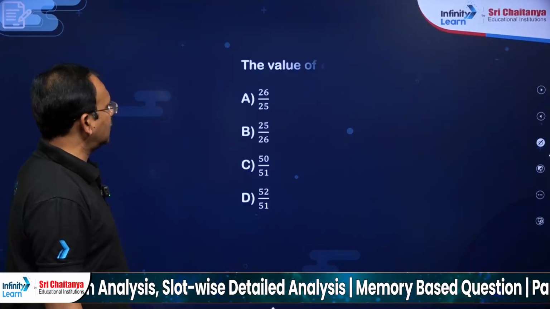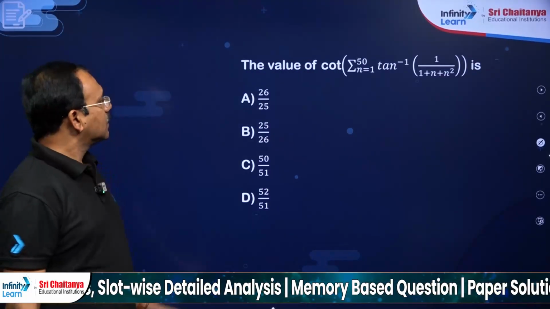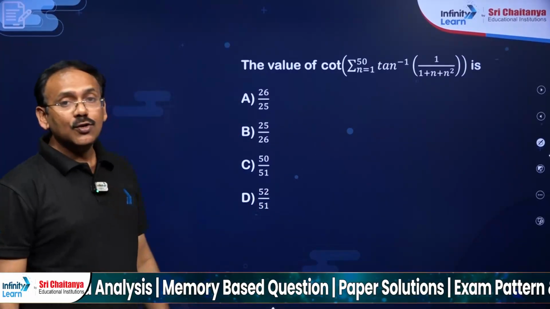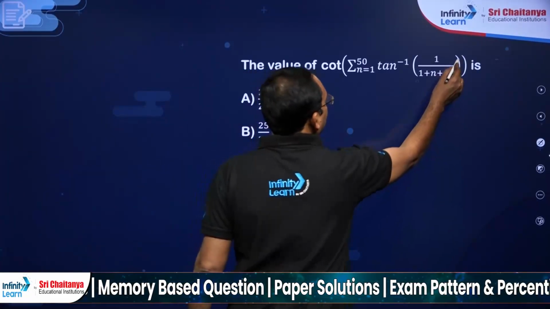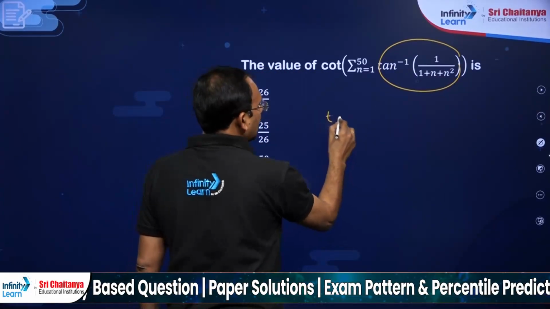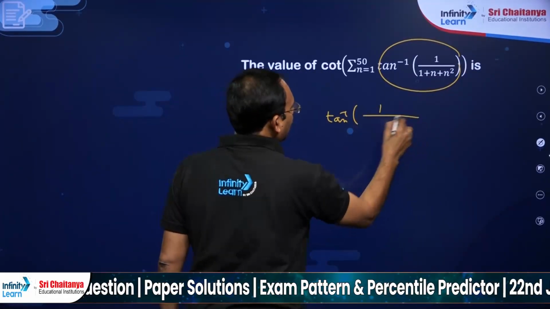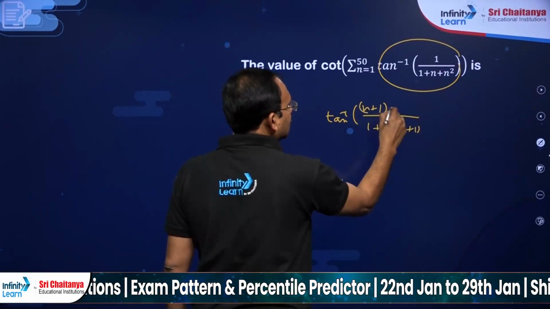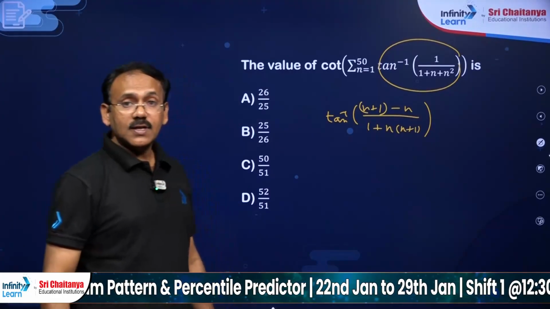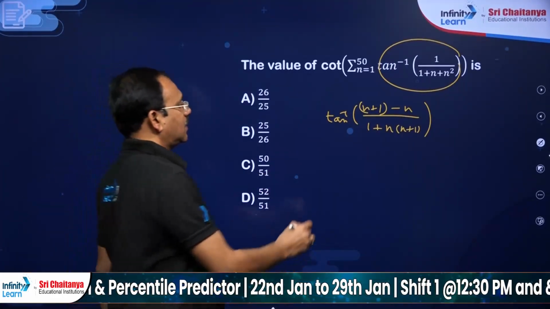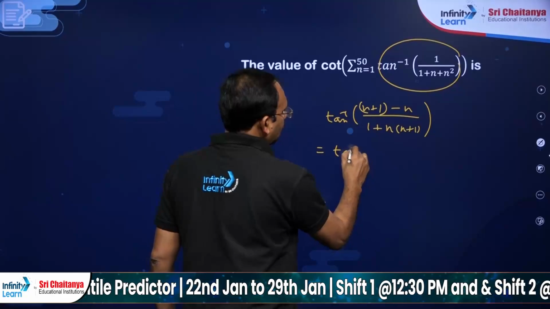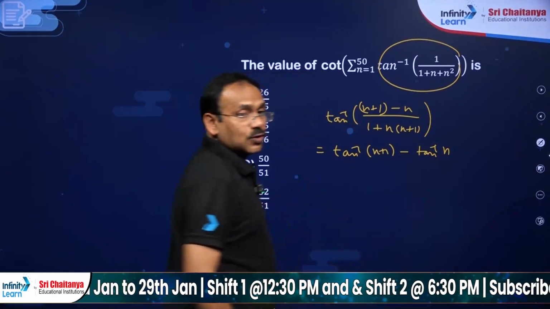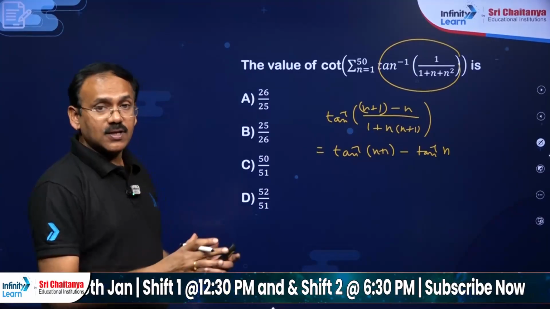Method of differences, in the sense, this is the question: cot of the sum from n equals 1 to 50 of tan inverse of something is given. You try to split it as a difference of two terms. You can write tan inverse of 1 by 1 plus n into n plus 1, where the numerator I adjust as n plus 1 minus n. Now it is like tan inverse of x minus y by 1 plus xy. Can I write it as tan inverse of n plus 1 minus tan inverse of n? Yes, so I could write the nth term as a difference of two terms.